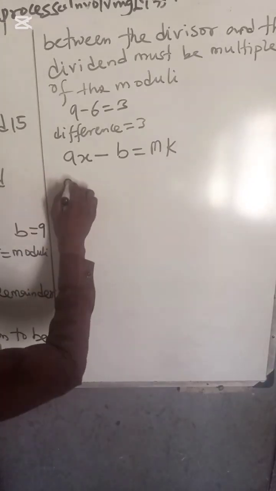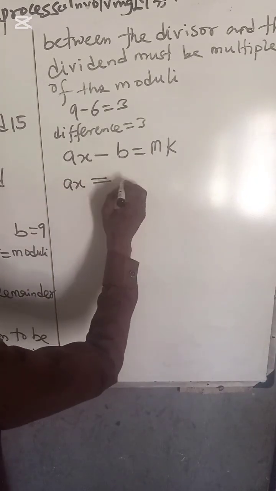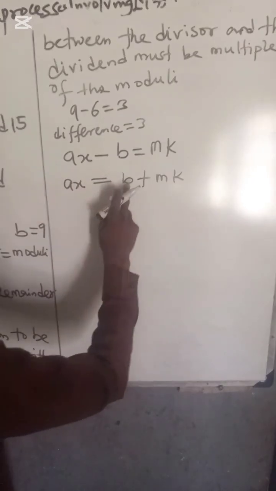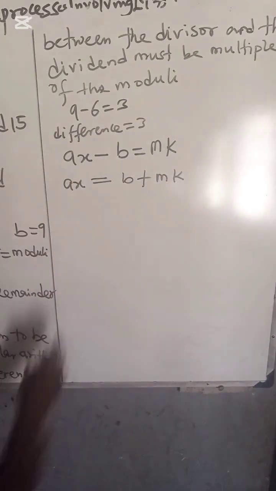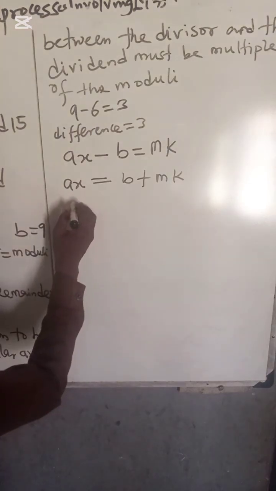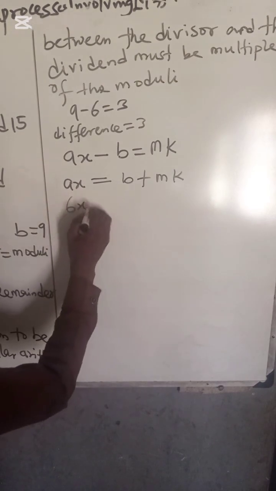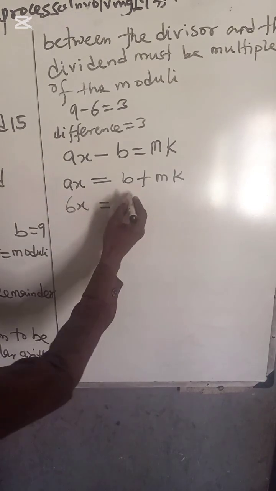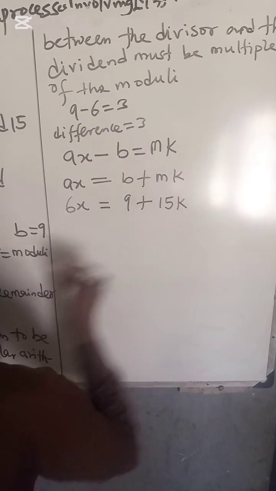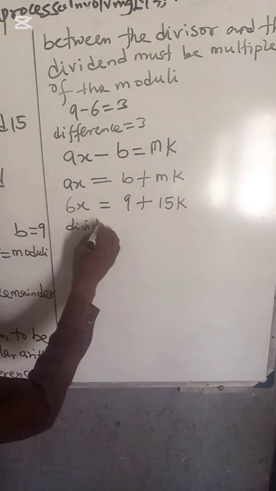K. We can now say AX is equivalent to B plus MK. We know the meaning of A, we know the meaning of B, we know the meaning of MK, as it is stated here. Now, what do we check? We've known that our solutions are going to be 3 in number. We have A here as 6. 6x is equal to, what is my B? 9, plus, what is my M? 15k.